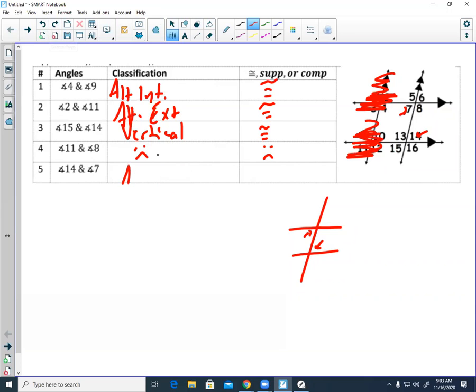Alternate interior, and alternate interior angles are congruent to each other. So that's what I'm talking about. You should be able to recognize and identify those things that quickly. If you can't, we need to work together. We need to hang out and talk after the Zoom.